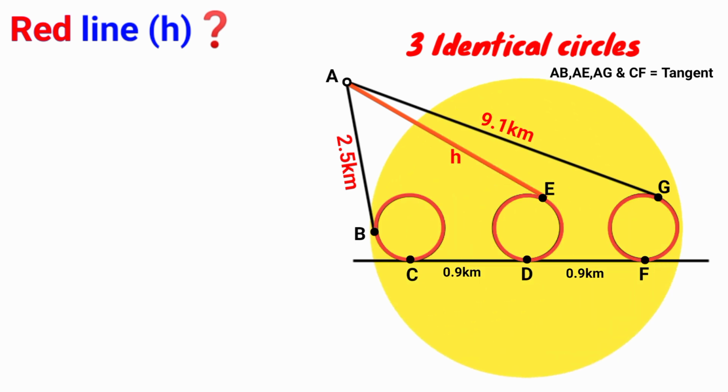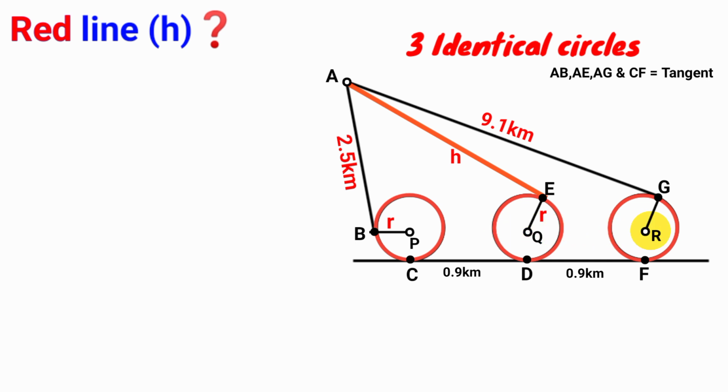Now let's look at these three circles. Recall, they are identical. That is, if you draw out their radii, let's say to this point of contact, this and this, they'll have equal length. Assume their lengths to be r each. We know this point, this and this are centers of the circles. We label the centers. Say this is P, this Q, and this R.